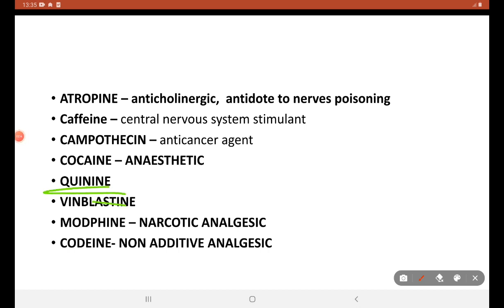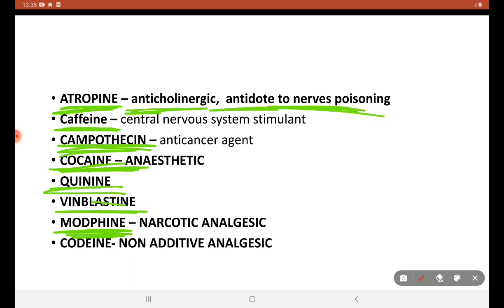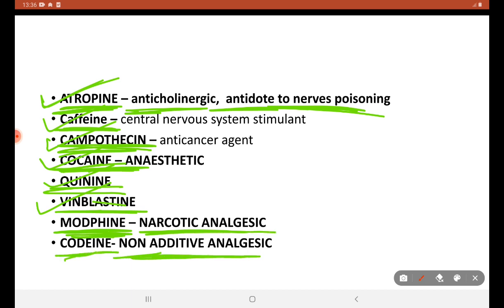Quinine, anti-malarial drug. Vinblastine, anti-cancer. Morphine, narcotic analgesic. Camptothecin, anti-cancer. Caffeine, central nervous system stimulant. Cocaine, anesthetic. Atropine, anticholinergic, antidote for nerve poisoning. Codeine, non-addictive analgesic.